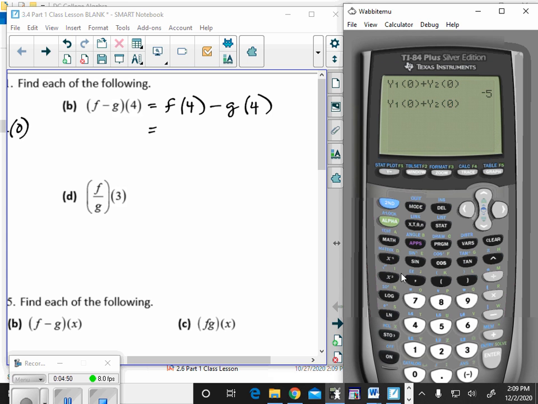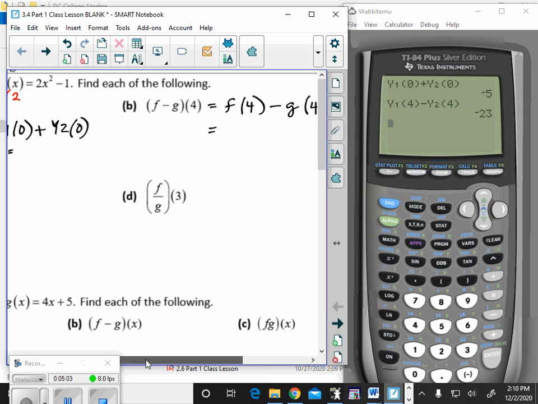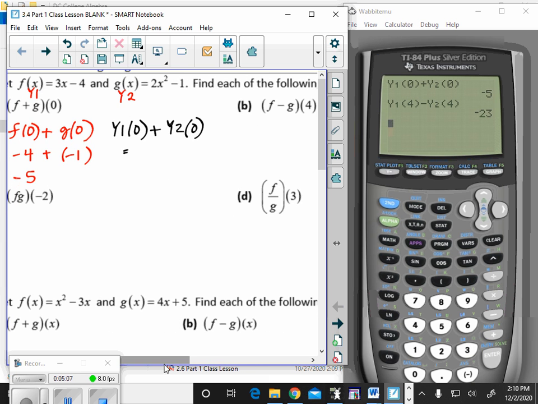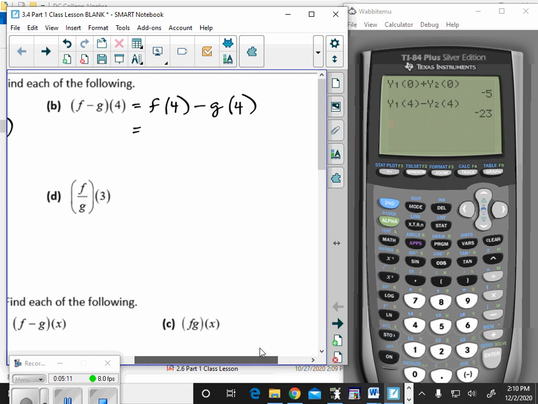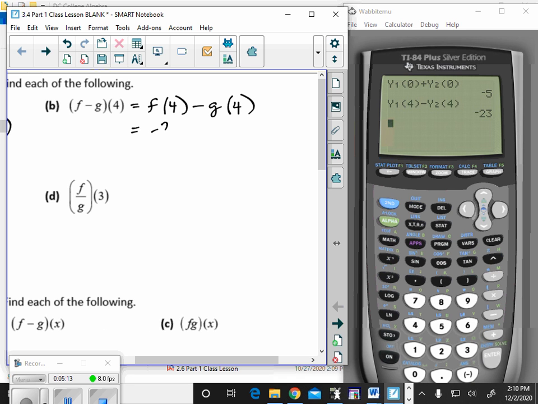Now, I'm going to be evaluating at 4. This is now a minus, and this is a 4. And you press enter. And if you would have done this by hand, if you would have plugged 4 into g and 4 into f, and then found f of 4 minus g of 4, you would have gotten negative 23.